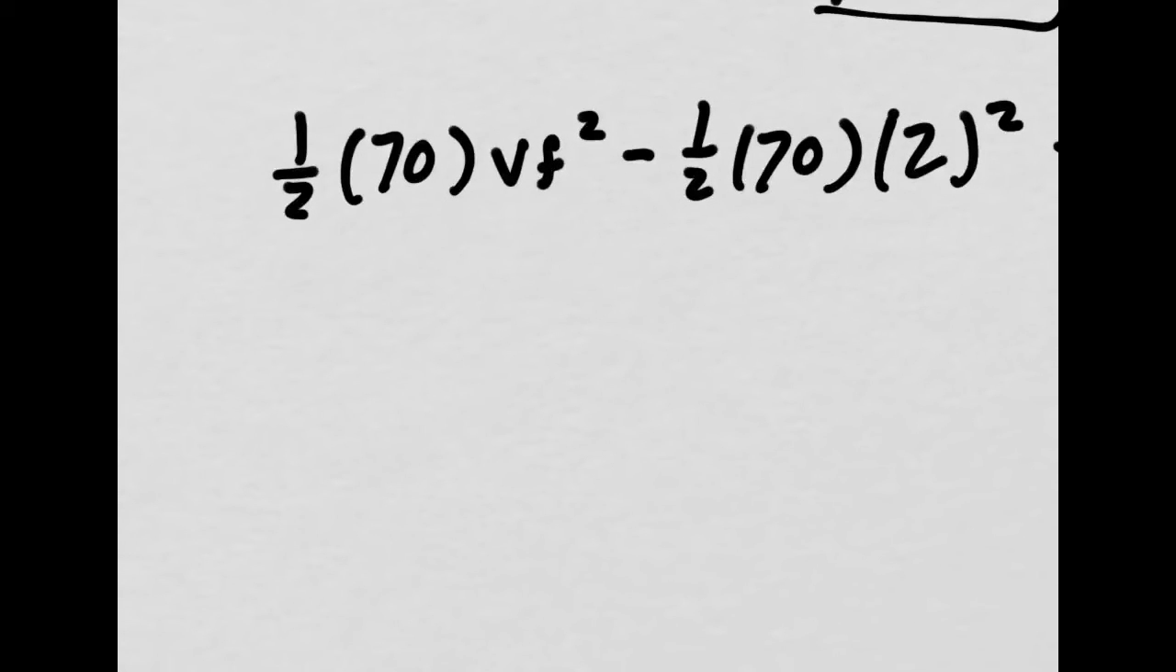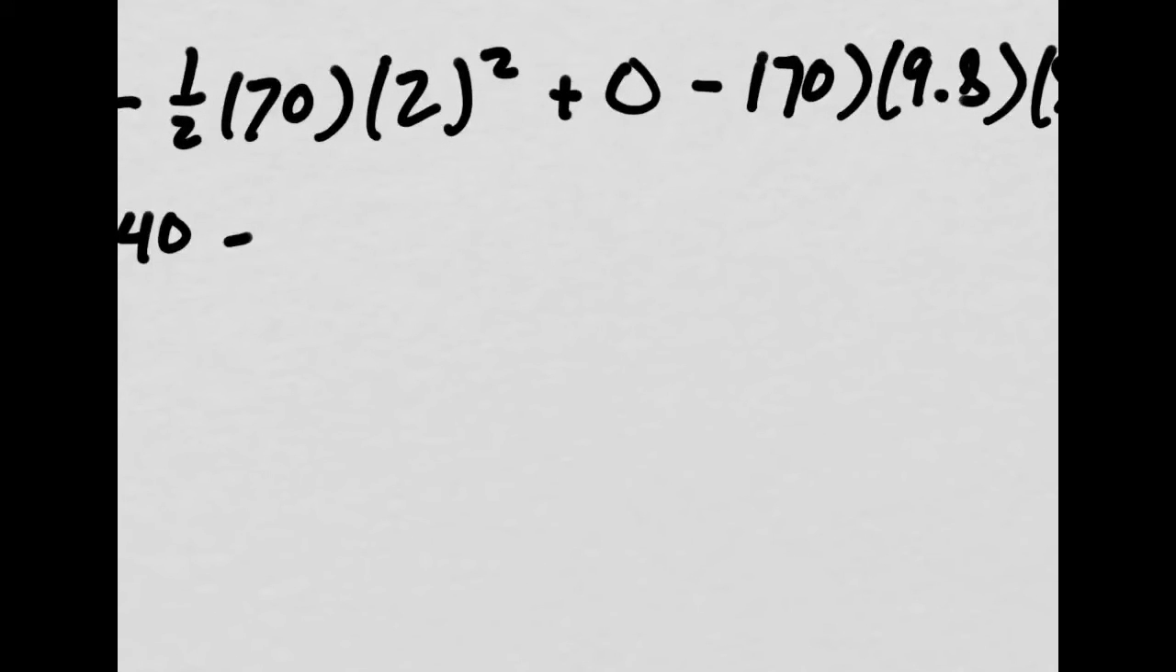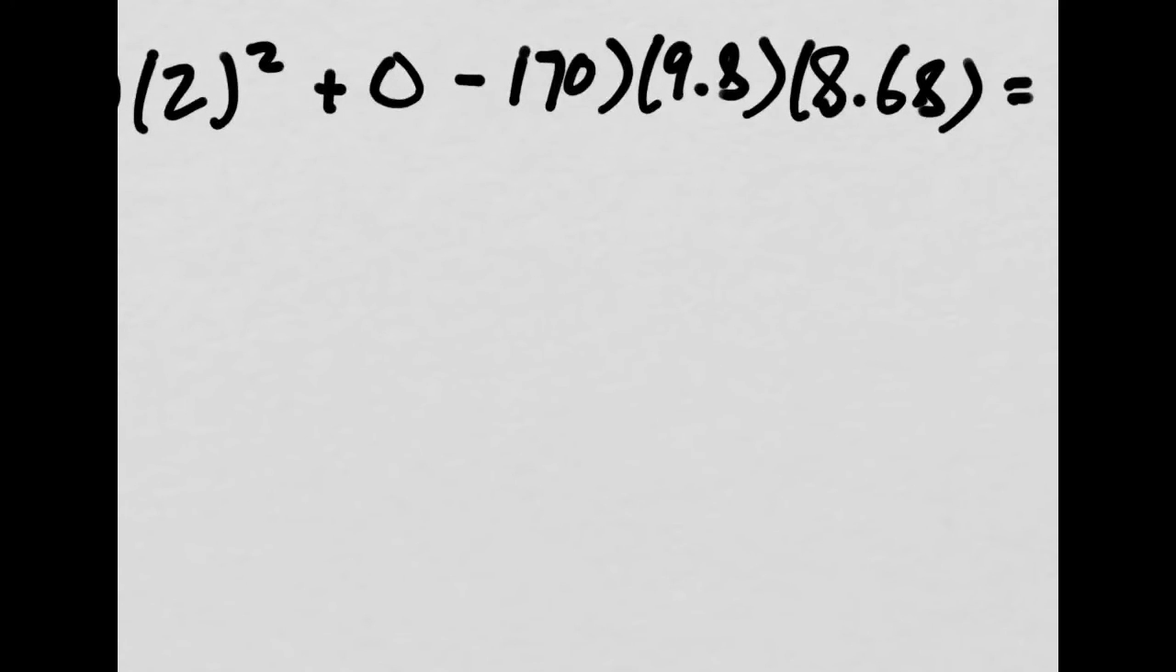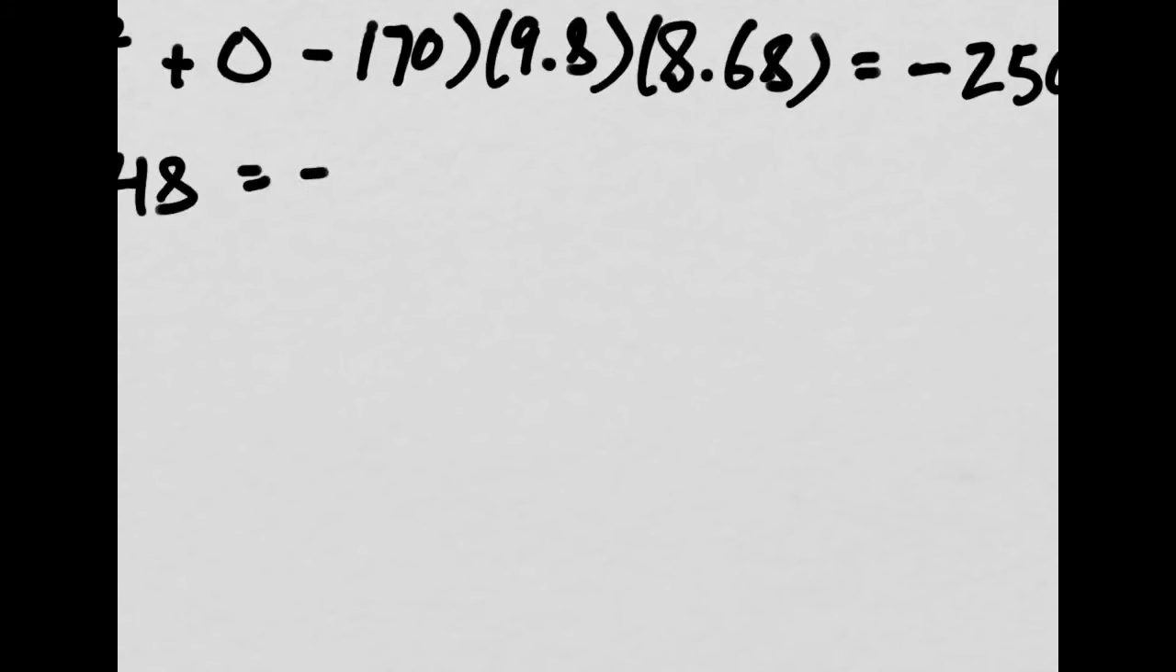So if we calculate 70 divided by 2, that's 35 VF squared minus 35 times 4. That's 140 minus 70 times 9.8 times 8.68. That gives you 5954.48, and that equals minus 2,500.